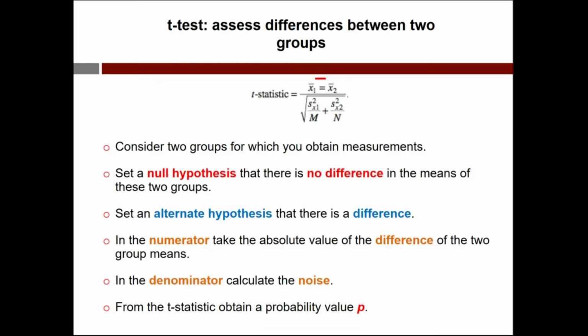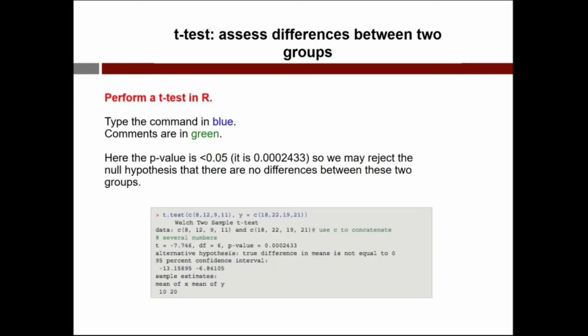So the t-test is to assess the difference between the two groups. The alternative hypothesis is that they are different. The null hypothesis is that there is no difference. The numerator takes the absolute value of the difference of the two group means, and the denominator is the noise. From the t-test, we obtain the probability value, the p-value. So the t-test assesses the difference between the two groups.